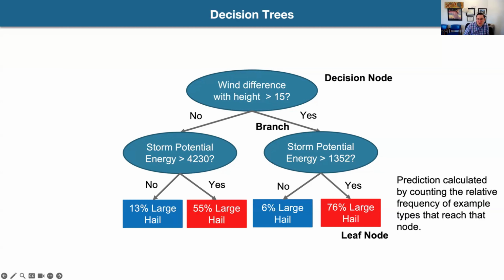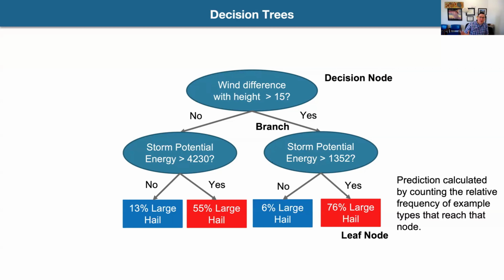And then the prediction at the leaf node is derived by calculating the relative frequency of each example type. So in this case, if you follow down the yeses on both of these, you get a 76% chance of large hail. But if yes and no, it's only a 6% chance. When these decision trees are built by the decision tree growing algorithm, you're trying to pick answers that lead to the biggest difference between your two outcomes from a given node. There are ways to measure that, and to do this, you have to search over a lot of potential questions. That can be the somewhat expensive part of decision trees.